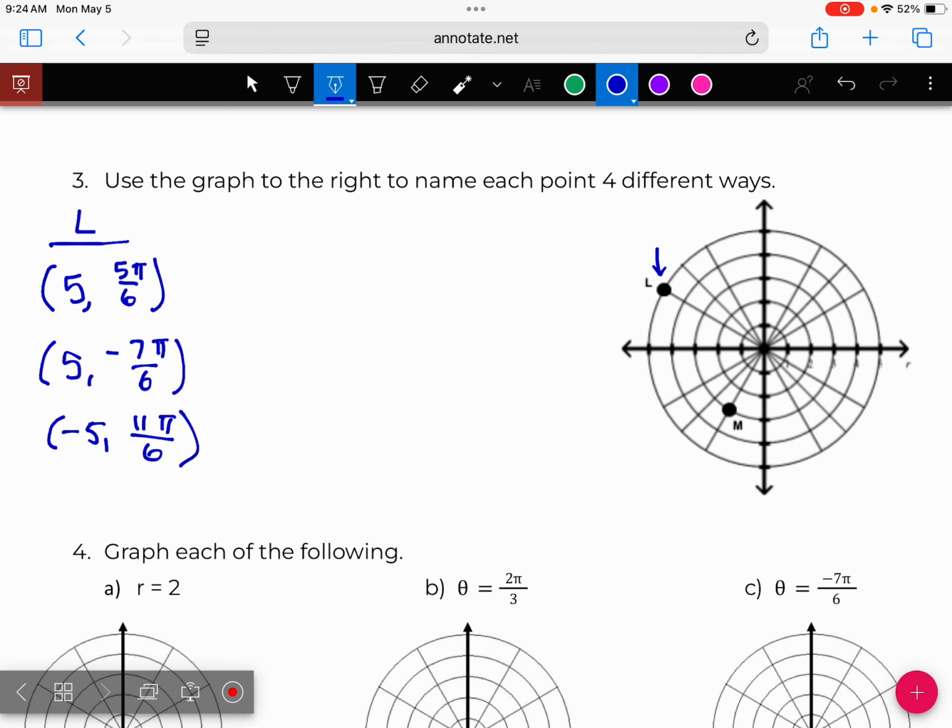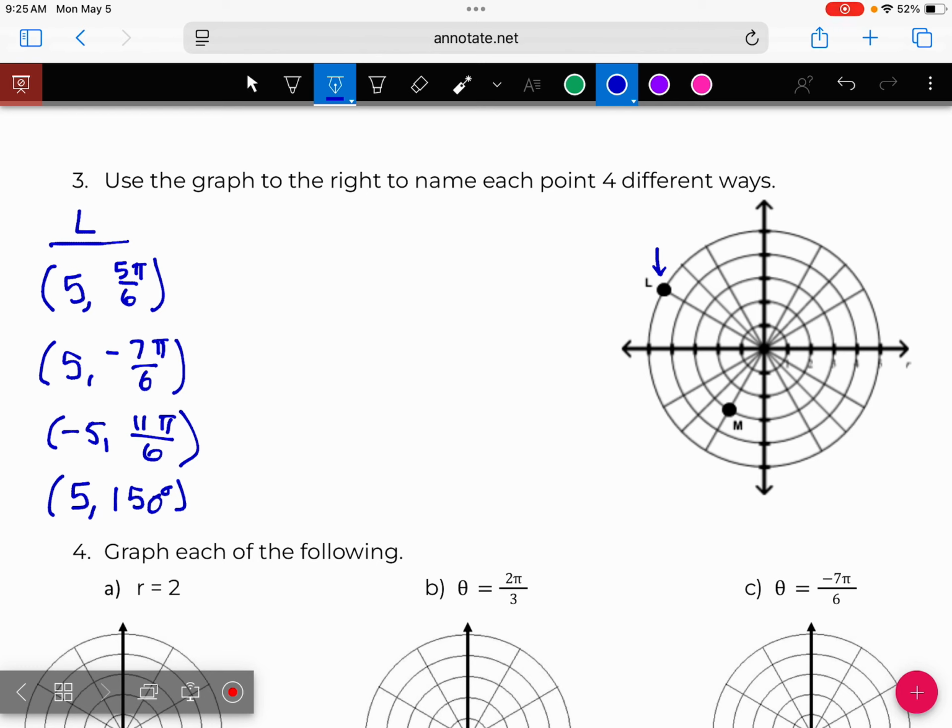Or if we wanted another way, we could just go degrees. With our radius of 5, we're at 150 degrees. So it doesn't matter whether we use degrees or radians. That's a different way. I totally wrote it another way. We're good. Just trying to make sure we can switch between them in our head.